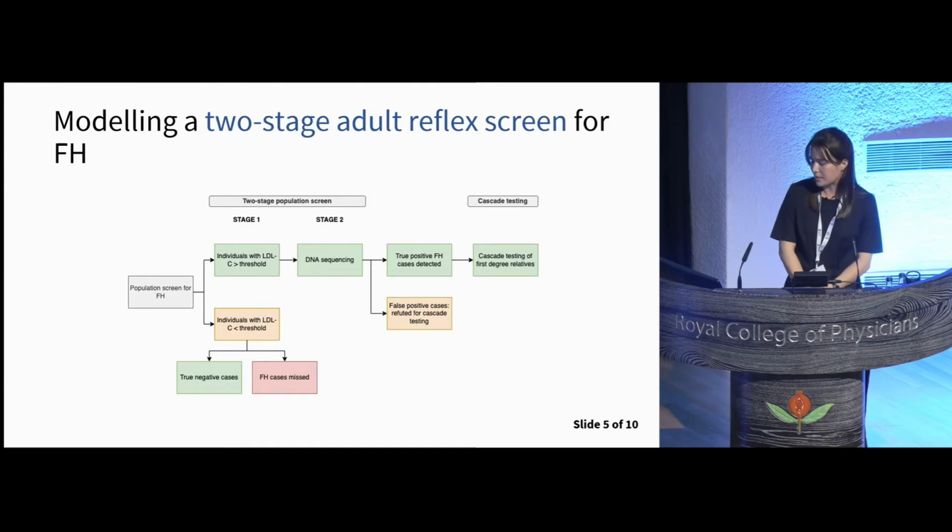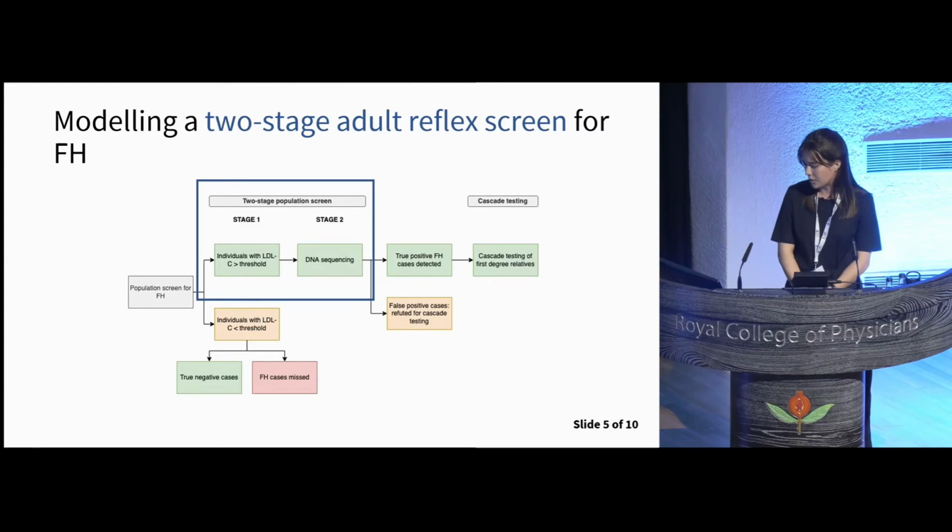So this work led us to hypothesize that a two-stage screen for FH could work in adults, which we have modeled in the UK Biobank. The idea behind this is that the NHS in the UK offers free vascular health checks to adults aged 40 or above, and their lipid levels are measured during these health checks. So this would provide an ideal opportunity to implement FH screening in the general UK population.